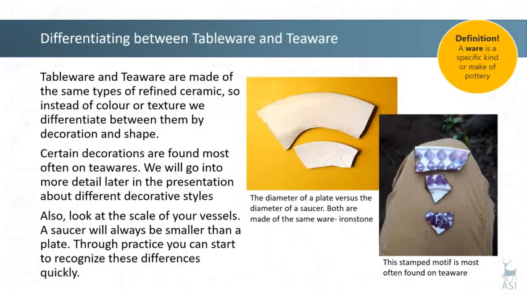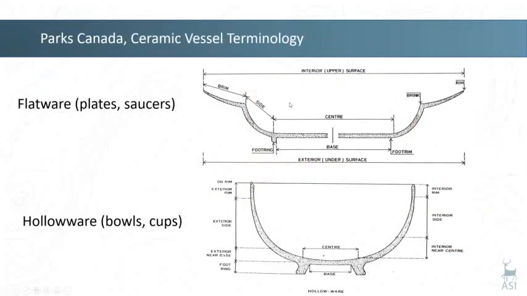So next, let's talk about form. So now that you've got your ceramic into your kitchenware, tableware, and teaware, you also want to look at the form of your pieces. And there's two basic forms. There's flatware and hollowware. So flatware, of course, plates, platters, saucers, and then hollowware, bowls, cups, or a big crock or a mixing bowl.